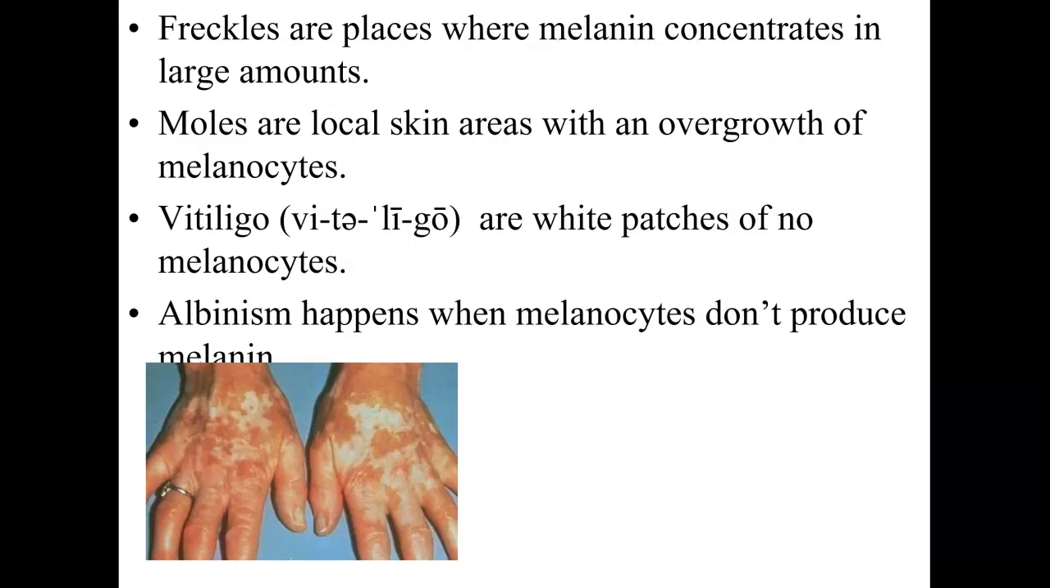Albinism is when the melanocytes are not producing melanin, and so this is going to be a genetic disorder that you will see in people, and with them they usually will have other characteristics that go along with that.